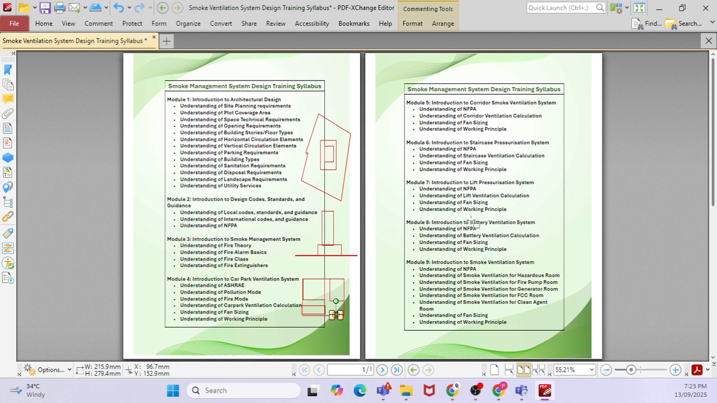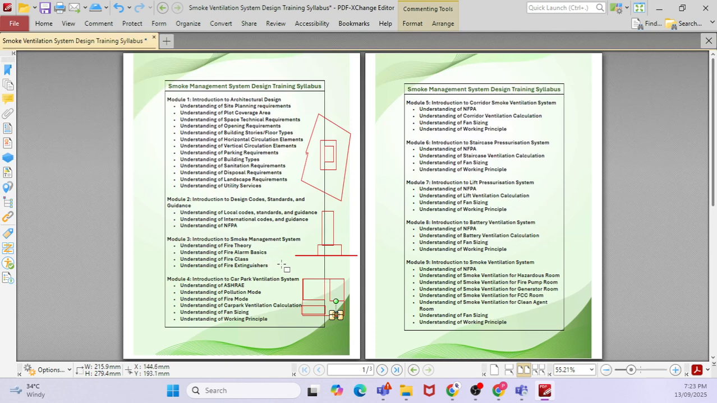Before that, we will first start by understanding fire theory, what the fire alarm basics are, what a fire class is, and what a fire extinguisher is. So these are the basic things. This is module 3, I think I know.